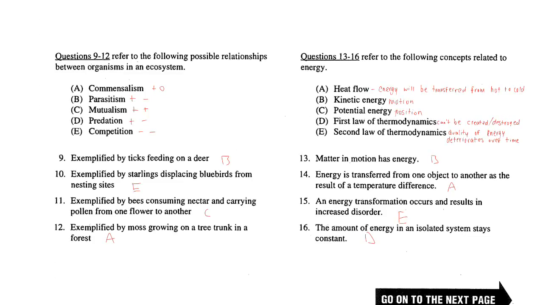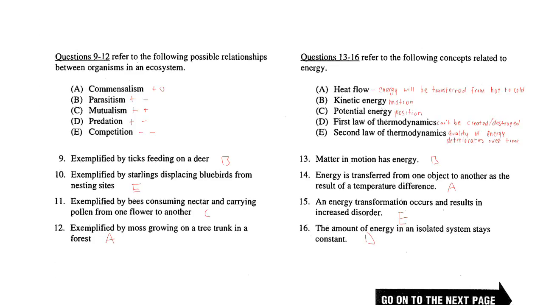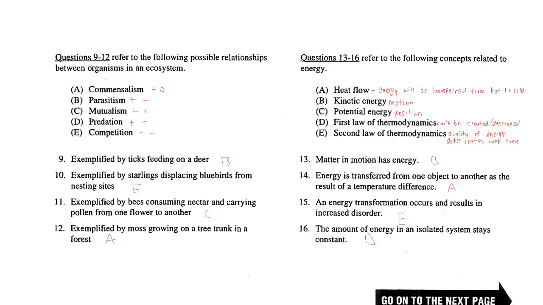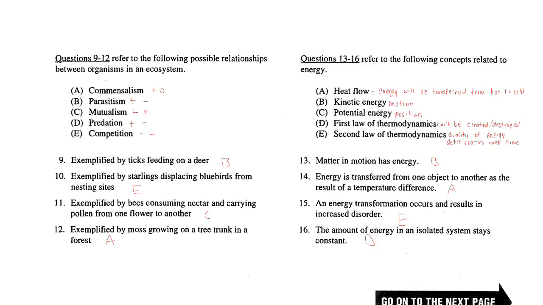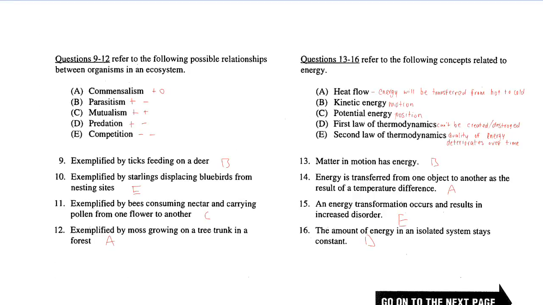For questions 9 through 12, option A, commensalism, is where one organism has a positive effect and one has no effect. Option B, parasitism, one organism has a positive effect and the other has a negative. Option C, mutualism, both organisms have a positive effect. And predation, which is option D, one organism has a positive effect and one has a negative. In option E, competition, both organisms have a negative effect.